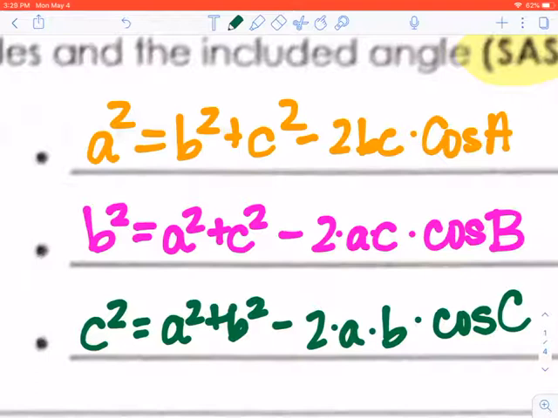And so you just want to remember the formatting of this. What you're solving will always be on the outside. The variable side pair will be on the outside of the formula, and then the other two sides will be in the middle part of the formula. So let's take a look.